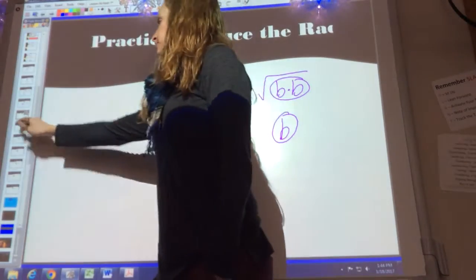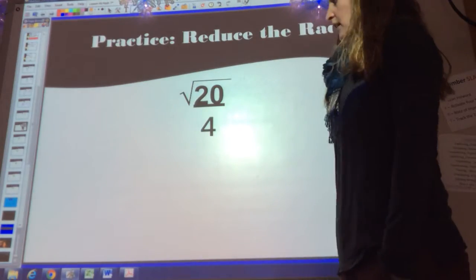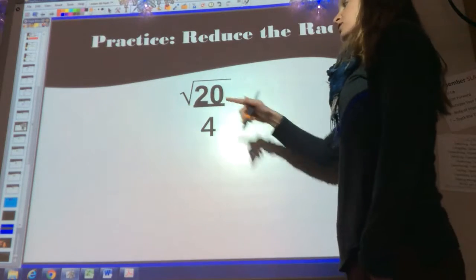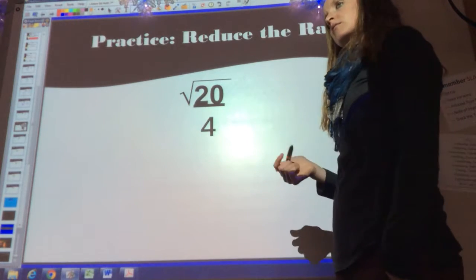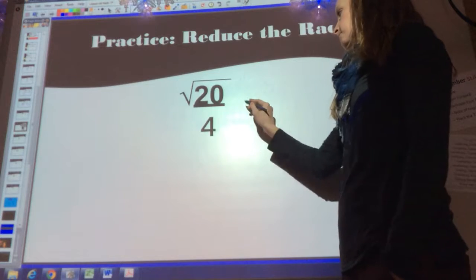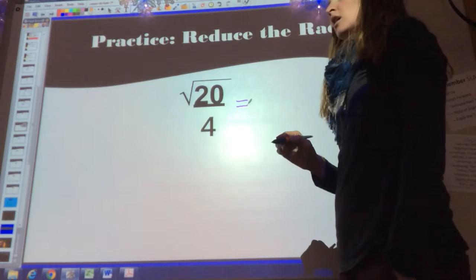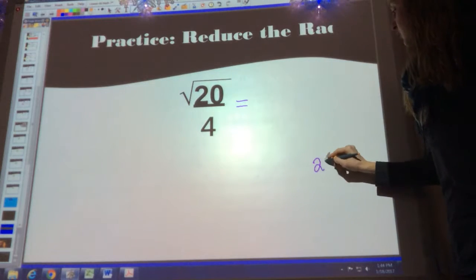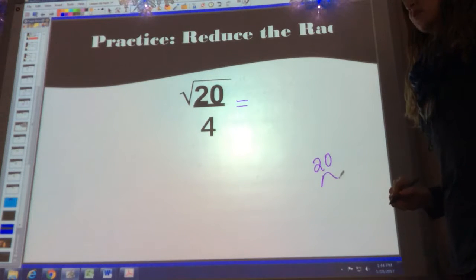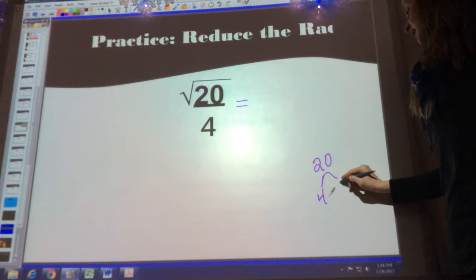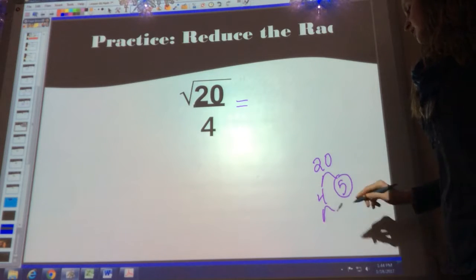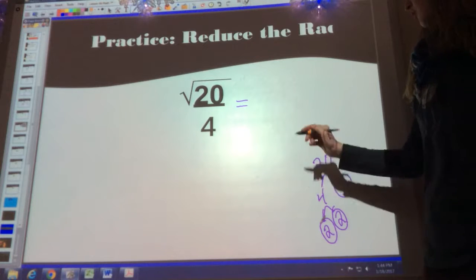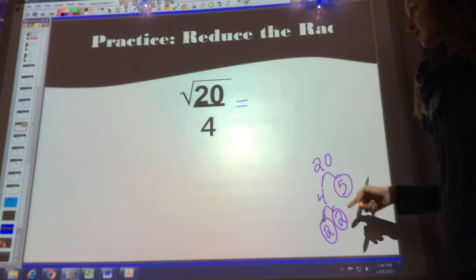Let's try another one. Oh, we got a fraction. Let's write this down. Do you notice that only the square root's over the 20? So when we get something like this, we always want to reduce our radical first. So we're going to have 20 here, and 20 equals what times what? 4 times 5. Great job. And 4 is going to equal 2 times 2.